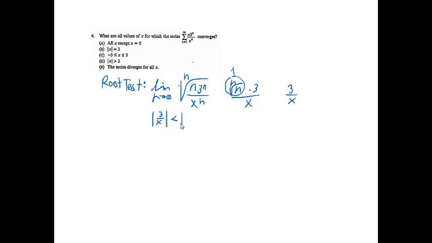Okay, so if I use the root test, I'm going to be finding the limit as n approaches infinity of the nth root of n times 3 to the n over x to the n, which will give me the nth root of n times 3 over x, and then I know the limit as n approaches infinity of this part right here is going to be 1, so my limit is going to equal 3 over x, and I know using the root test, I need the absolute value of 3 over x to be less than 1.